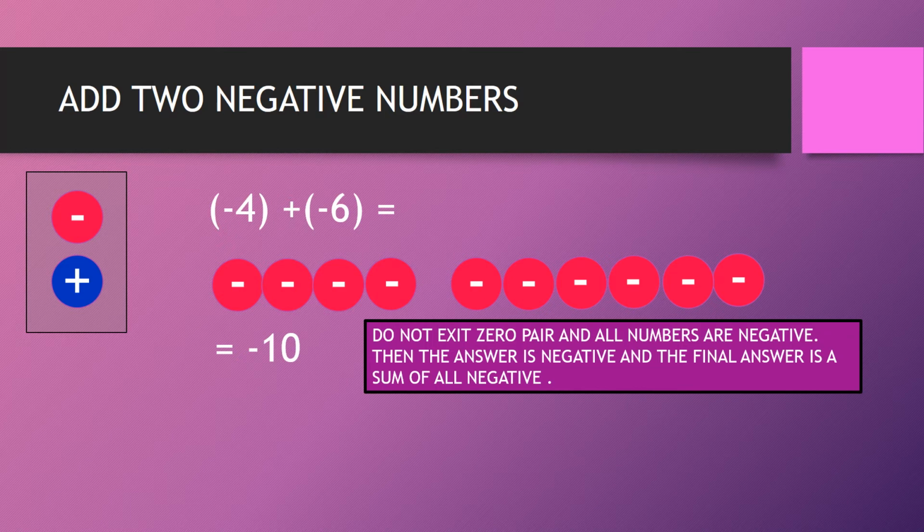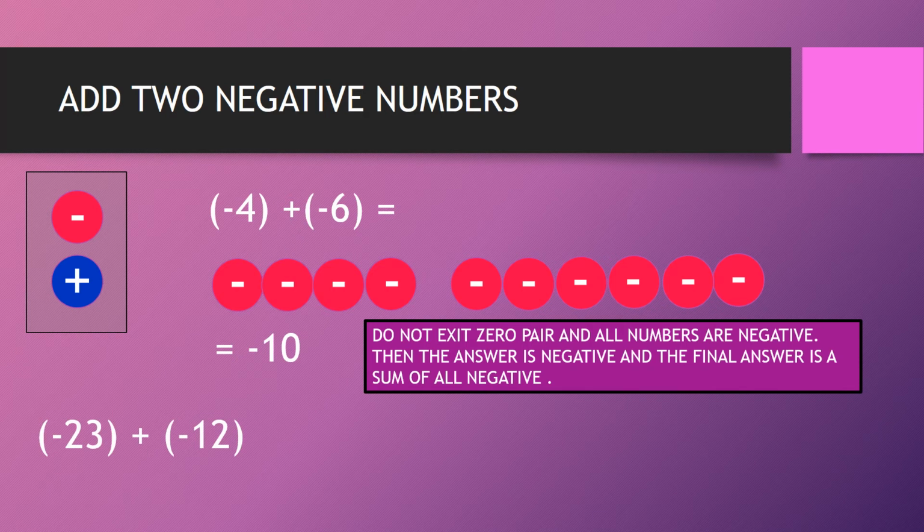I had 4 negative numbers, and in the other half I had 6 negative numbers. 4 negative numbers plus 6 negative numbers is 10 negative numbers. I had 4 negative circles and 6 negative circles. How many red circles do I have now in this situation? I have 10 red circles, and the red circle represents the negative value. Then my answer is negative 10.